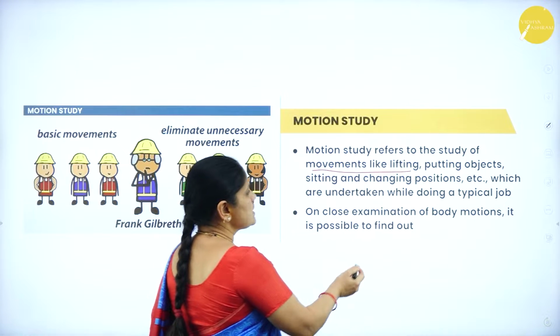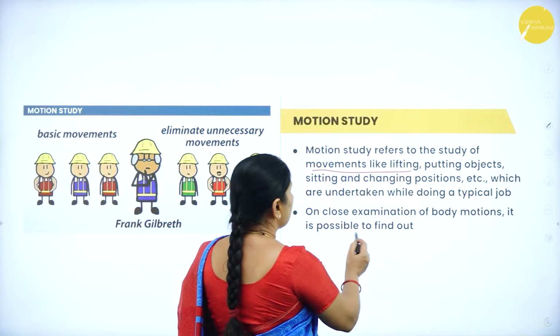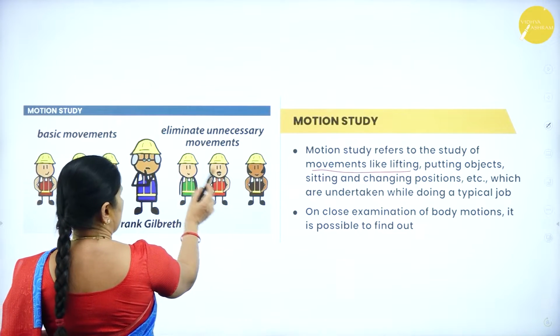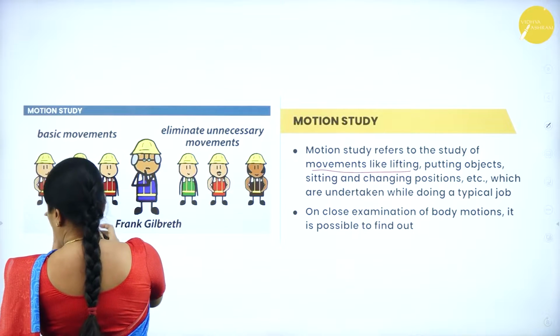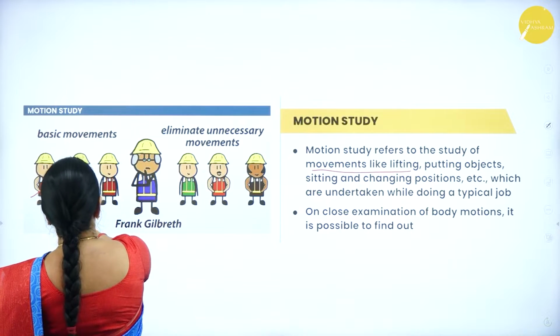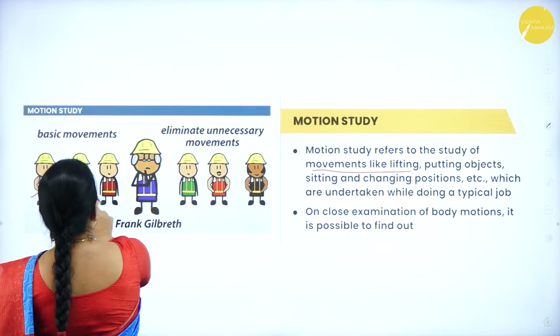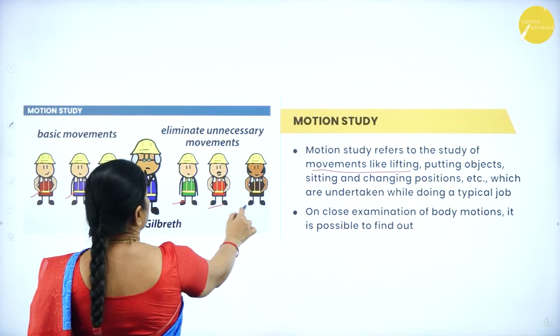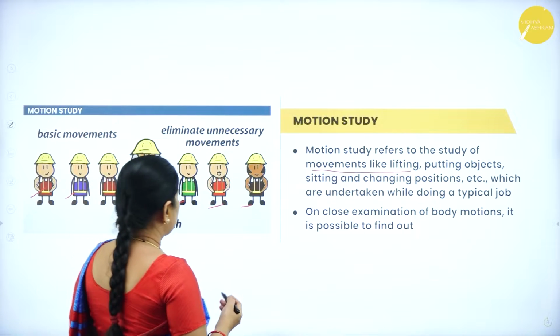On close examination of the body motion, it was possible to find out what the basic movements are. If you can see in this drawing here, we can see the basic movements. Either he will be putting the hands in the pocket, or it will be sideways, or see, you can see how the various people are standing there.